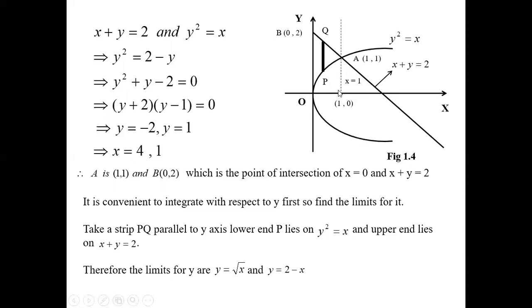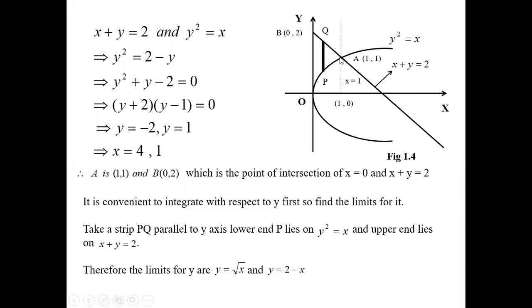Then this becomes the point x is equal to 1. And x is equal to 0 is the y-axis. So if you see this, this becomes the equation x plus y is equal to 2. This x plus y is equal to 2 is a straight line, and this becomes a point of intersection where y square is equal to x and x plus y is equal to 2 are equal at this point.